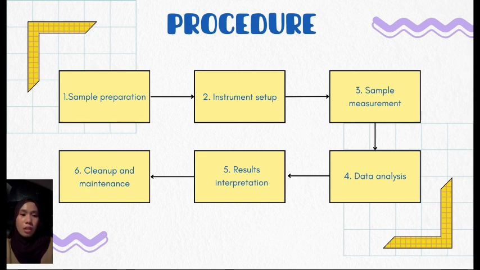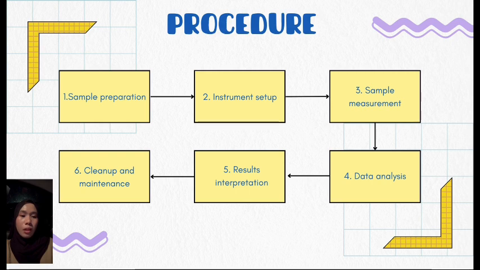Set parameters such as resolution, scan range, and number of scans. Start the scan to collect a spectrum of the sample, usually averaging multiple scans for a better signal to noise ratio. Number 4, analyze the spectrum obtained to identify characteristic absorption peaks. Number 5, interpret the spectrum to draw conclusions about the chemical composition of the sample and molecular structure.